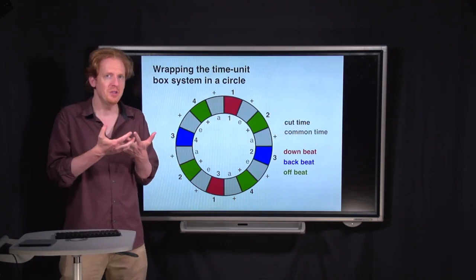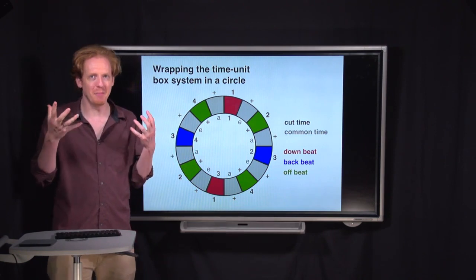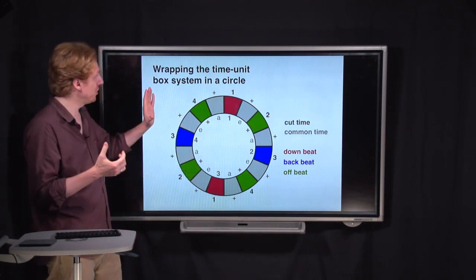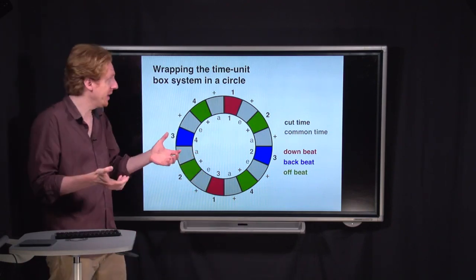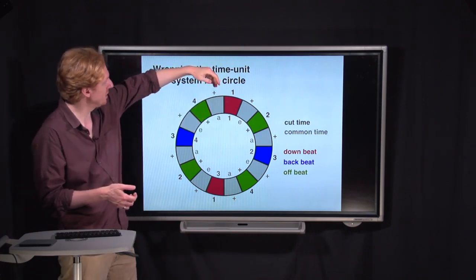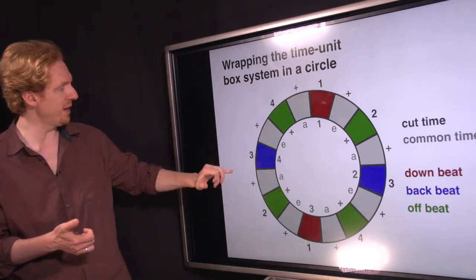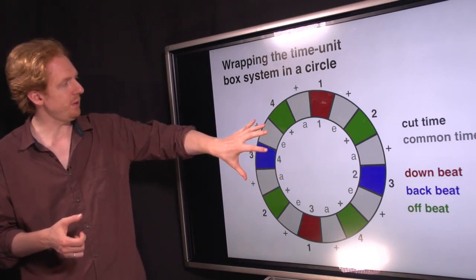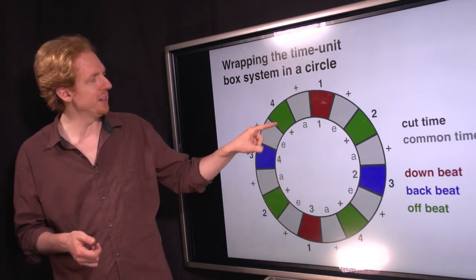So rhythm is repetitive, right? It's circular. And to me, it makes the most sense to represent it circularly also. So what you're seeing here is a time unit box system that's just been wrapped in a circle. And I've color-coded it. We'll get to the colors in a sec. But you can see I've labeled the boxes 1 and 2 and 3 and 4 and 1 and 2 and 3 and 4 and. Inside the circle, it's labeled slightly differently. We've got 1 e and a 2 e and a 3 e and a 4 e and a.